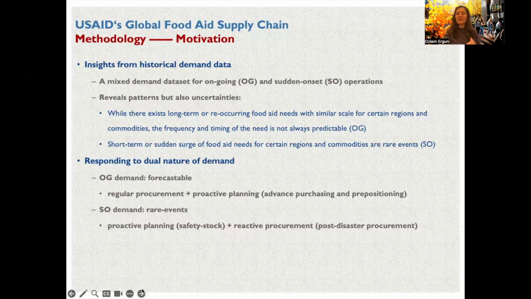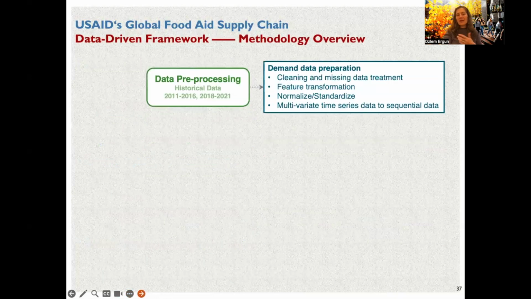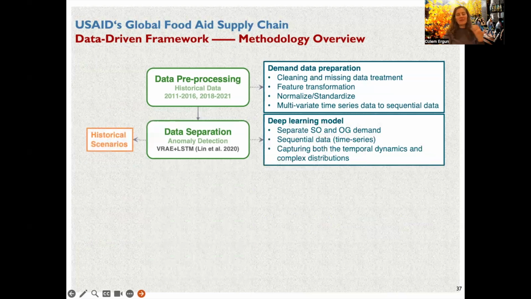So we had to model these properly. I'll talk about the modeling in a second. But what we did first was to generate scenarios that could generate a set of events that accounted for the right number, frequency, and global distribution of these ongoing and sudden onset demands. So in our framework, we did data pre-processing, and data separation to do anomaly detection, where we called anomalies the sudden onset events.